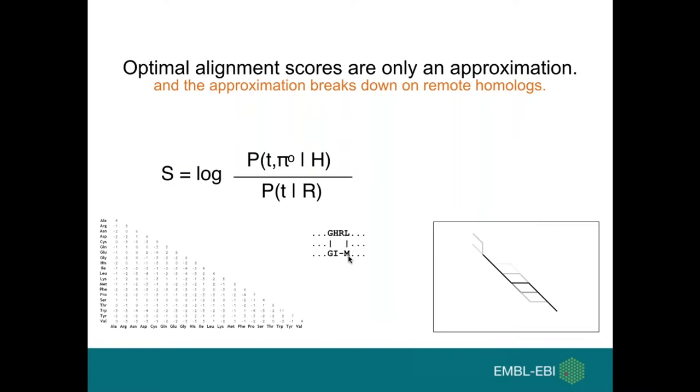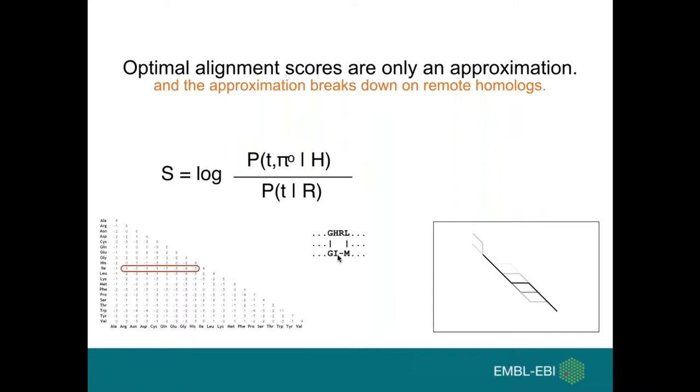Now, if you look at that, you can say, is that isoleucine correctly aligned in this particular case? So at the moment, it's being aligned underneath the histidine. Now, if we use the BLOSUM matrix as an approximation for probability, and we look at what the score for an isoleucine versus a histidine is, we can look that up here, and it's -3. So that's not great.